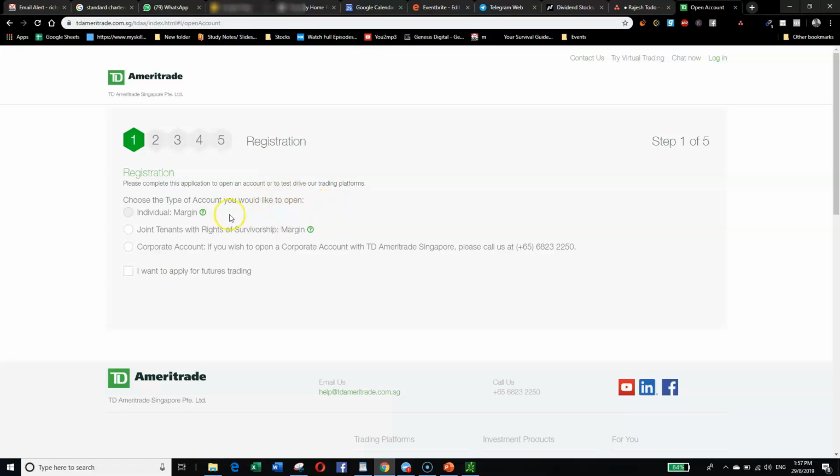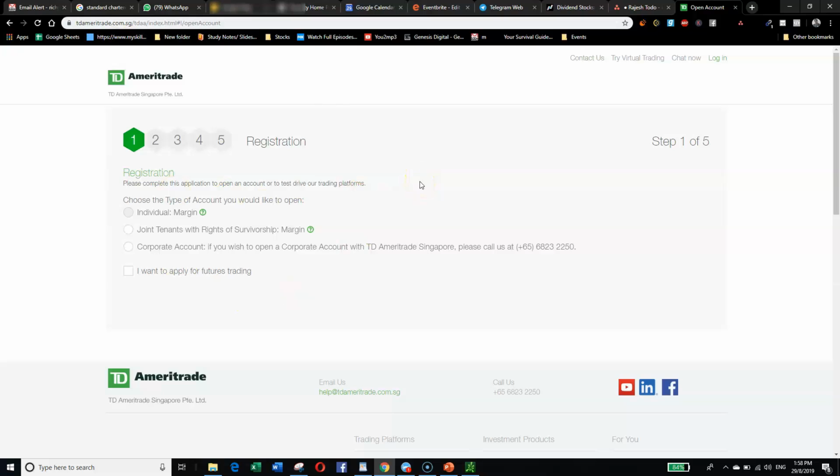All right. Now, you can also open a joint tenants account, which is also margin, which is two or more people. This is just one person. So just to keep things simple, you can just open an individual account. And you do not need to apply for futures trading. So in general, when you look at stock and options, you don't need futures. You just do stock and options and use Thinkorswim for that.